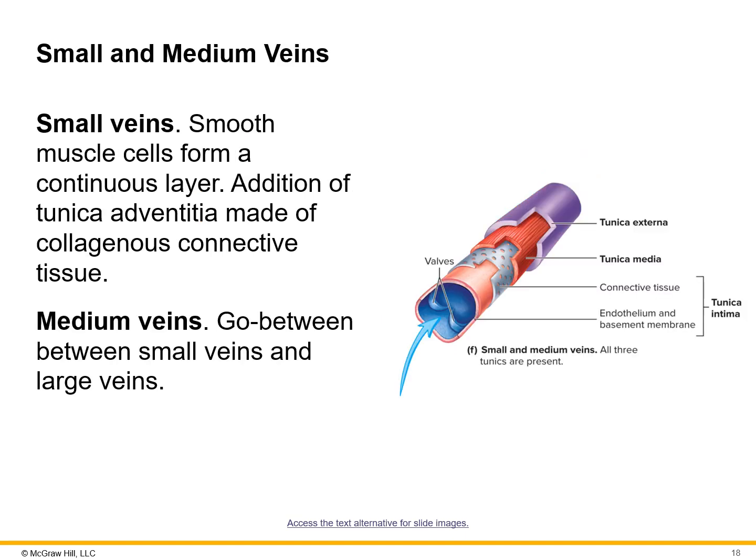Then our small veins have that smooth muscle form a continuous layer. It's not as intermittent as with our venules. So now we have the addition of a layer called the tunica adventitia that's made up of collagenous connective tissue. So we have that tunica intima that we had also with the venules, but now we've added tunica adventitia to it as well. Then those medium veins are kind of the go-between between that small and large vein.